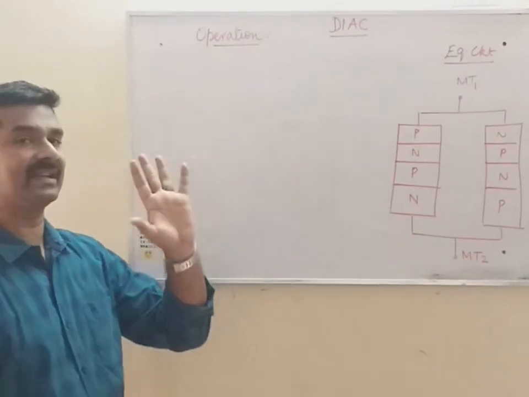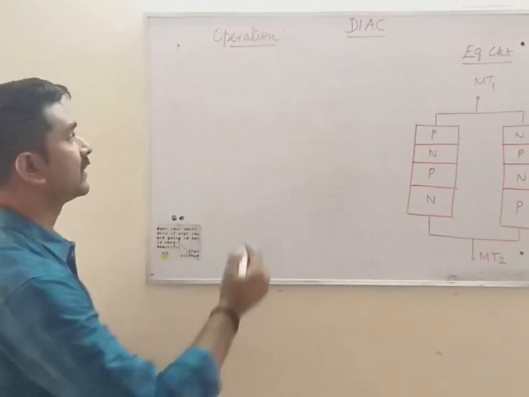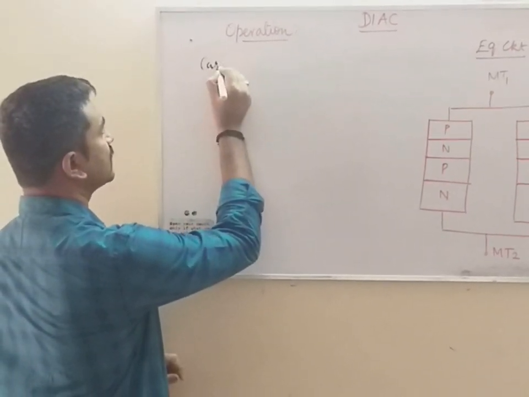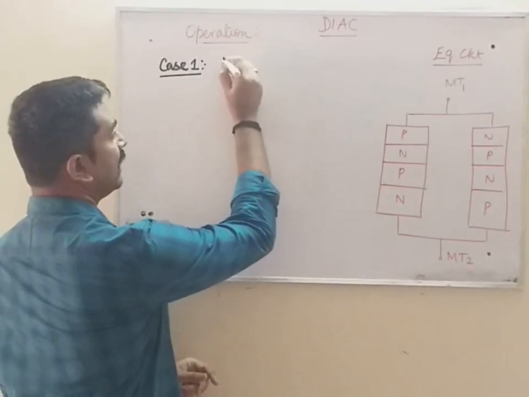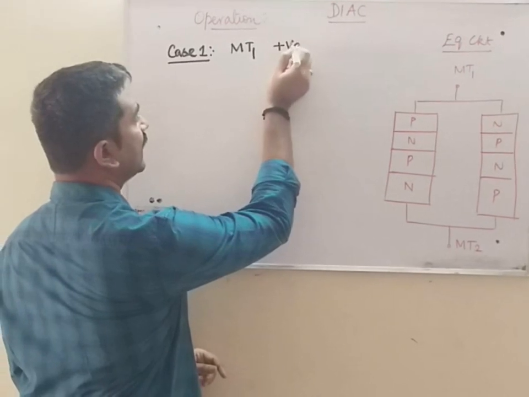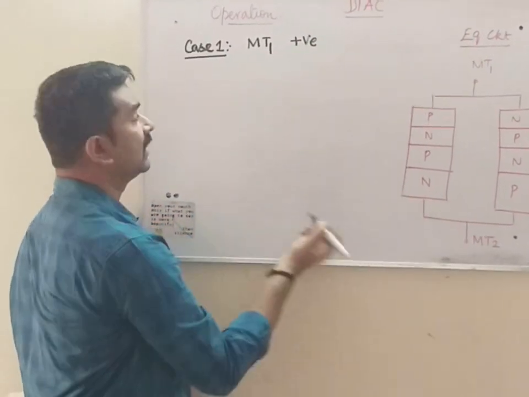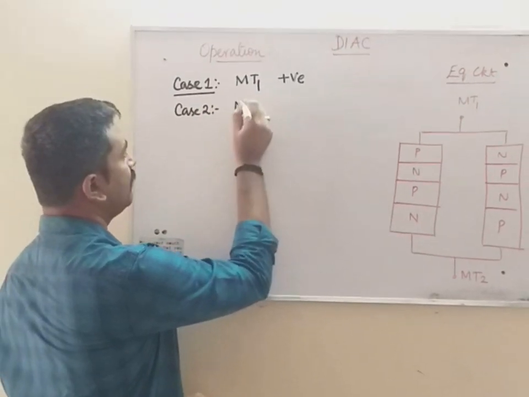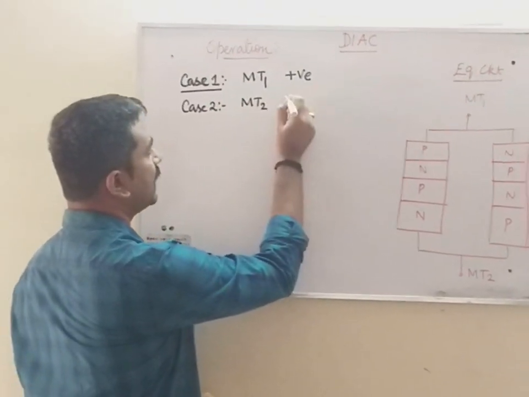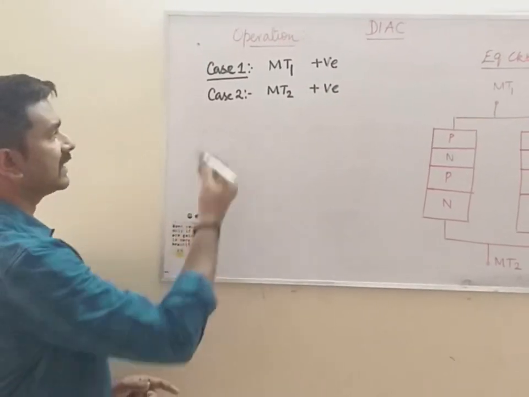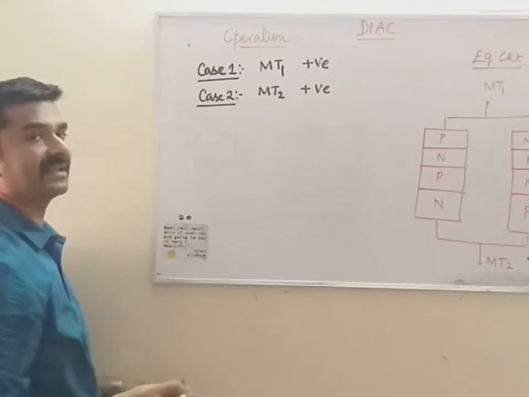Now we will try to understand its operation. The operation is understood by having two cases. Case 1, when MT1 is made more positive than MT2. Case 2 would be when MT2 is made more positive than MT1. So these are the two cases which we will take to understand the operation of DIAC.